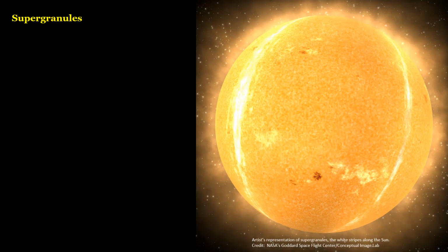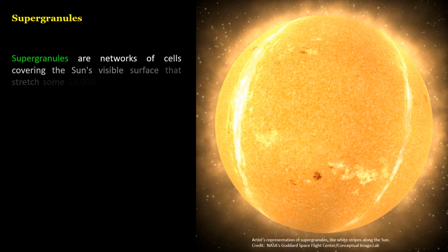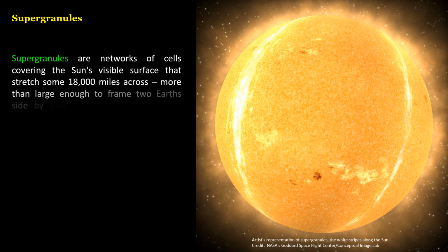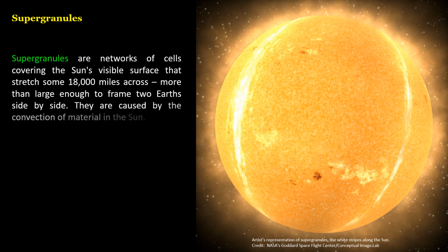Supergranules. Supergranules are networks of cells covering the Sun's visible surface that stretch some 18,000 miles across, more than large enough to frame two Earths side by side. They are caused by the convection of material in the Sun.